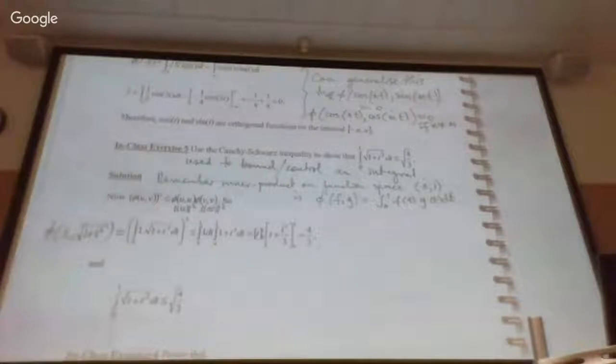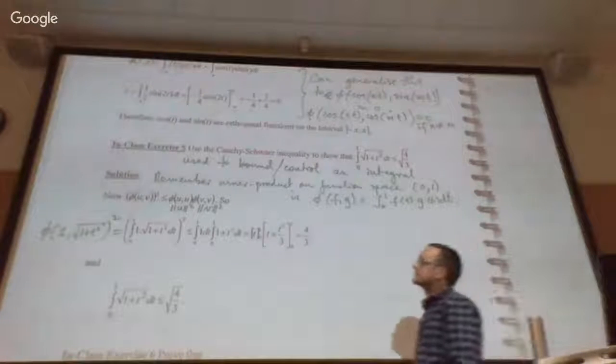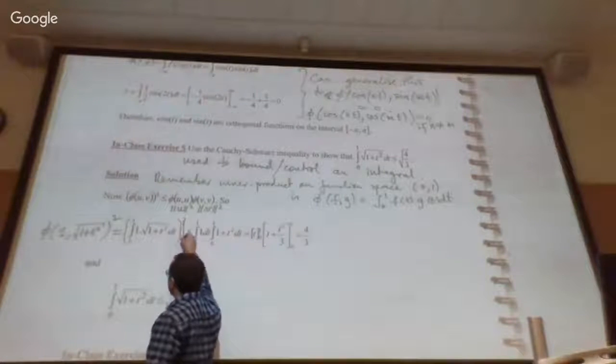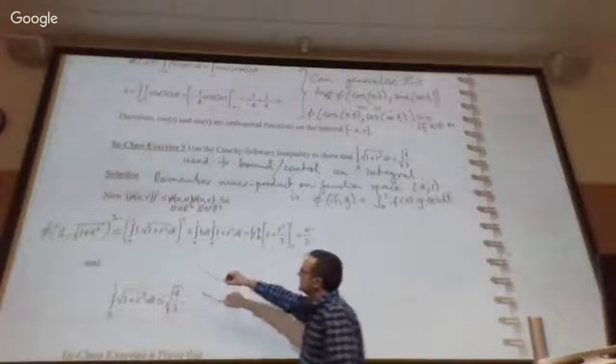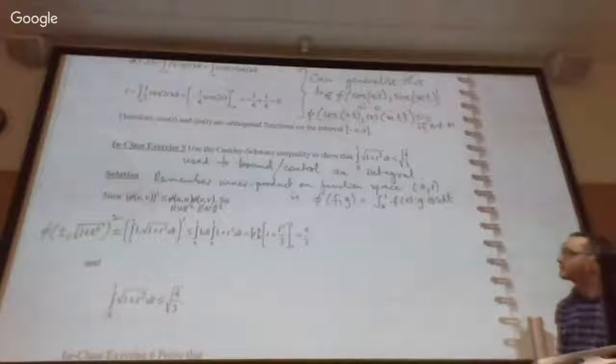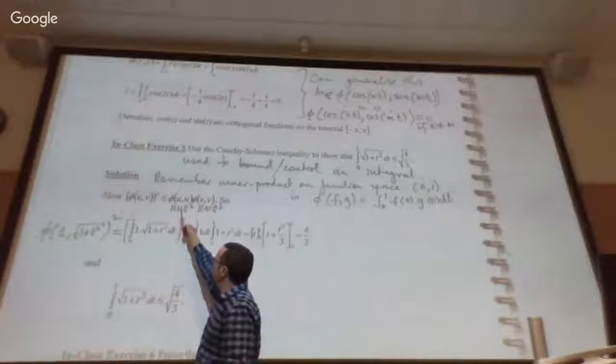Now we're applying the Cauchy-Schwarz inequality. So the Cauchy-Schwarz inequality deals with the square of that quantity. So this is exactly the integral we're focused on squared. And now we get the simplification happening. Cauchy-Schwarz inequality says we can pass to the inner product of u with u.